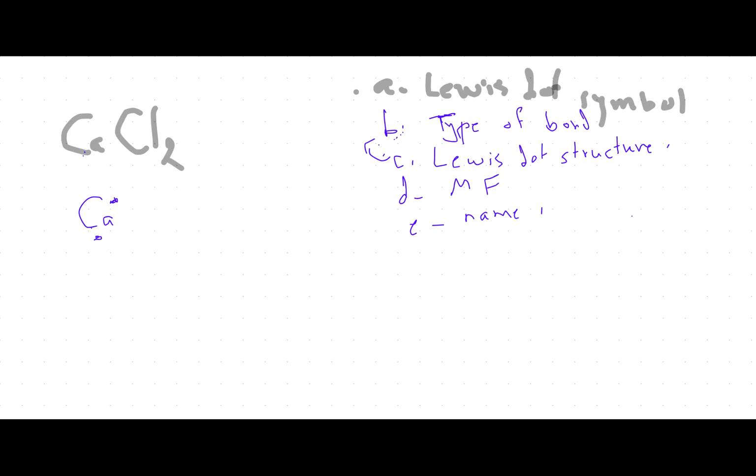Chlorine is in which group? Group 7. So the valence electrons are 1, 2, 3, 4, 5, 6, 7. That's all. Is this right? So this is what we call the Lewis dot symbol.